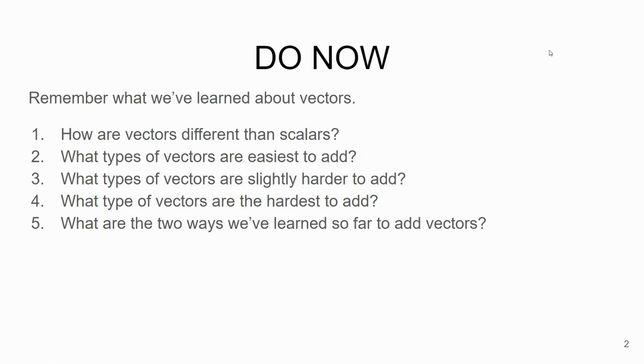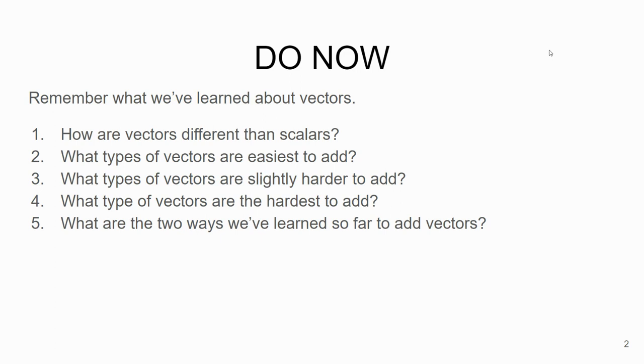So what type of vectors are easiest to add? Parallel vectors or anti-parallel vectors, meaning vectors that are in the exact same direction or the exact opposite direction. These are very easy to add. Question 3, what type of vectors are slightly harder to add? They're a little bit harder to add when your vectors are at right angles. So you have to use the Pythagorean theorem to do those. So that makes it a little bit harder.